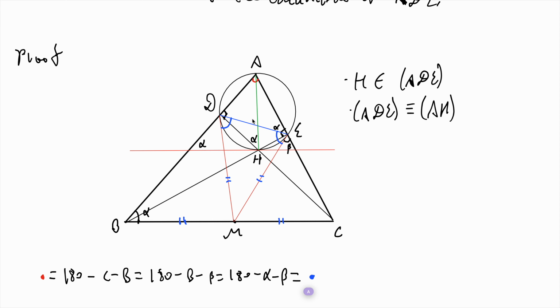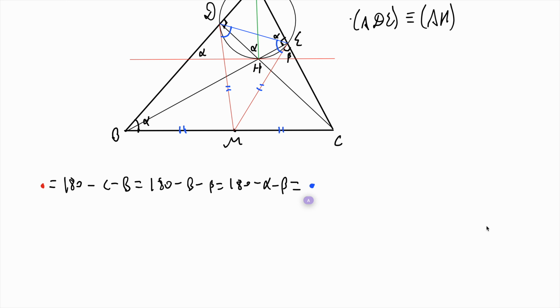Then, wait, if we call this alpha, then if you call this one alpha, we call this alpha, and we can continue like that. And that completes our proof.